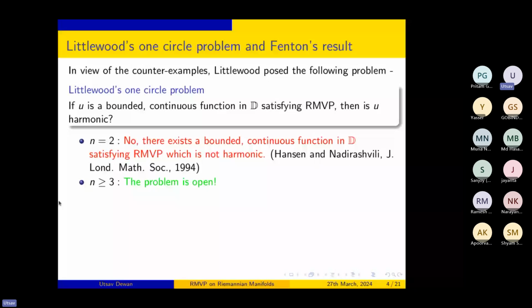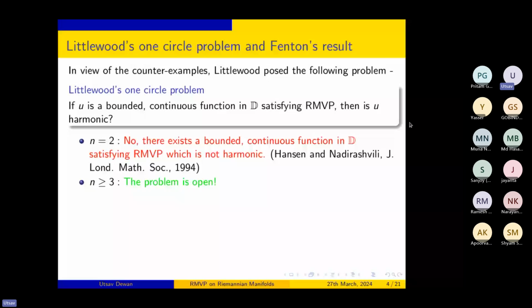So, but for n greater than or equal to 3, the Littlewood's one circle problem is still open. Their counterexample was very dimension specific. Anyway, even for n equals 2, one can see that the answer is negative. So it's bounded, continuous, and satisfies RMVP. These three are not enough to conclude that the function is going to be harmonic.